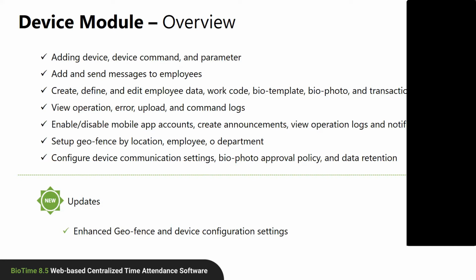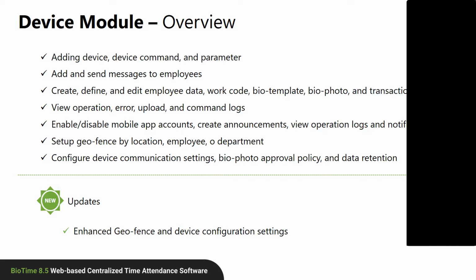Here we have adding a device and checking the device commands in case of any issues. Let's say the synchronization is not happening, we'll get to know from the error logs or device command logs. And we have adding and sending messages to the employee, like public and private messages. We can send it directly from the device or from the software. Then we have editing the employee data, and then the work code, the bio template, bio photo, and transactions.